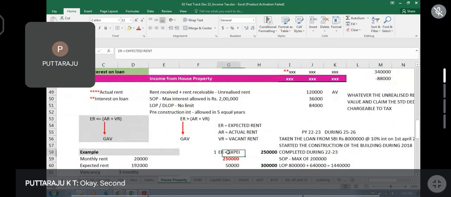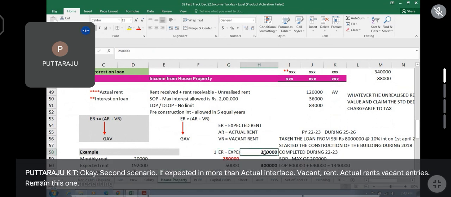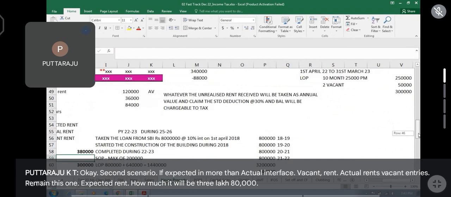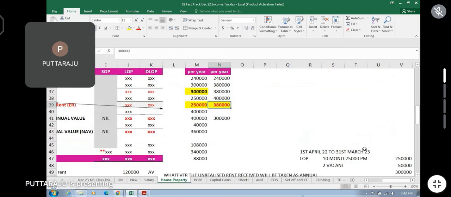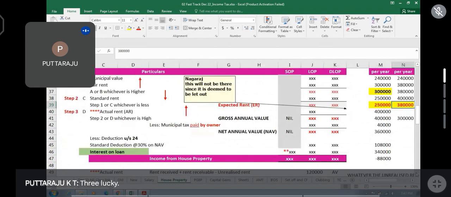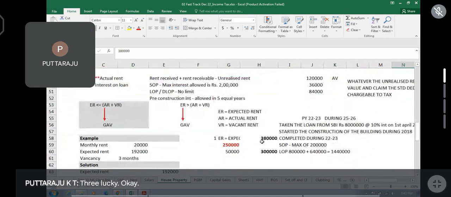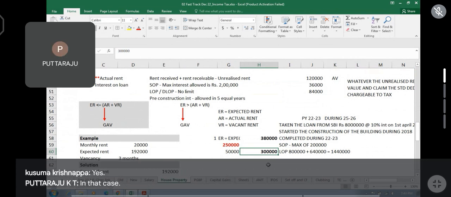Second scenario. If expected rent is more than actual rent plus vacant rent. Expected rent, how much will it be? 3 lakh 80,000. Yes, sir. Okay. In this case, expected rent is more than 3 lakh, right? Yes, sir. In that case, my gross annual value will be expected rent.